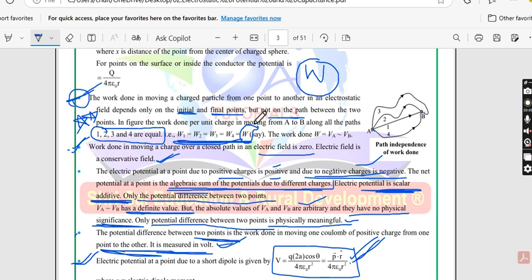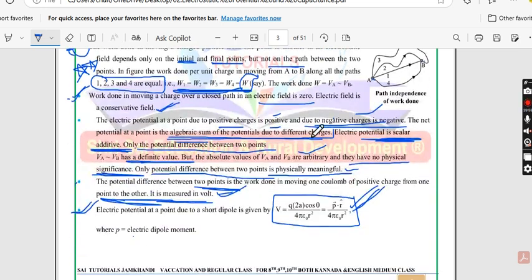Suppose you consider the work done in moving a point charge from A to point B in any path, those are going to be equal. The work done will be the difference between the potentials. The work done in moving a charge over a closed path in an electric field will be 0, because the electric field is a conservative field.